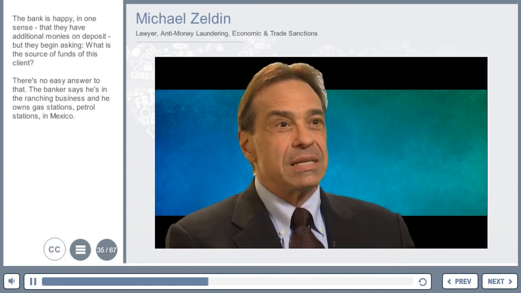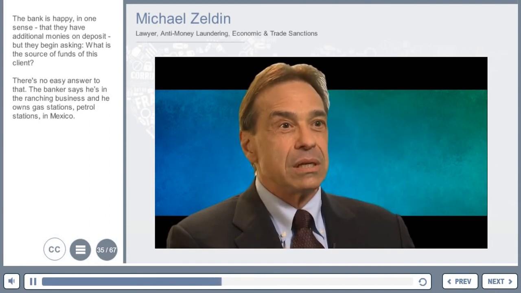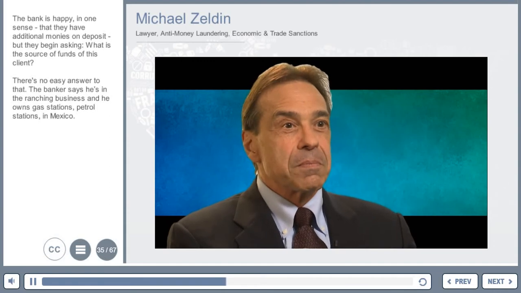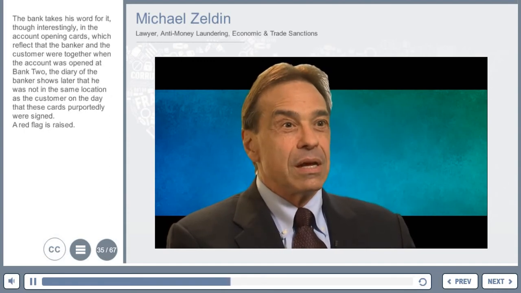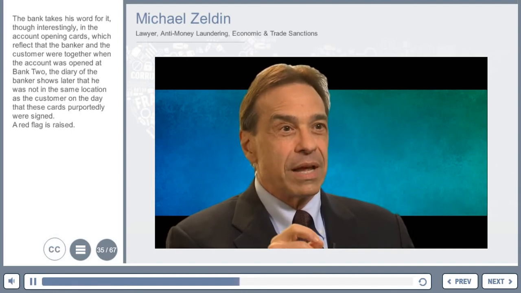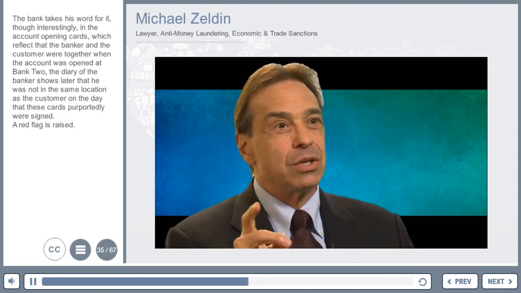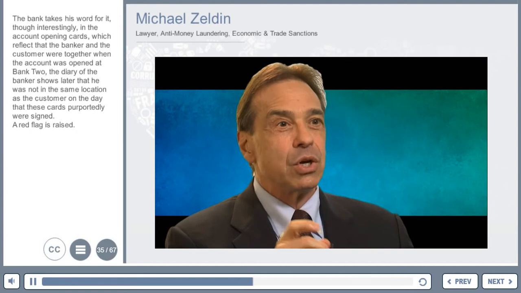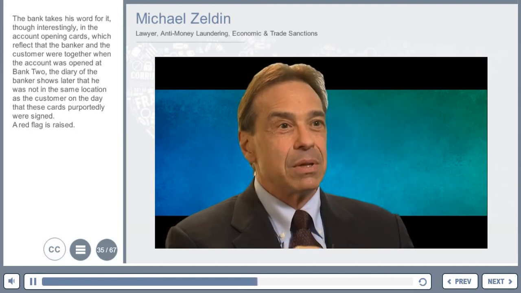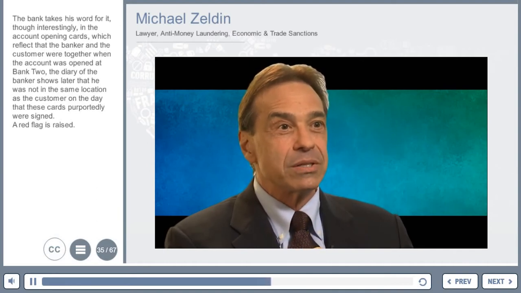The banker says he's in the ranching business and he owns gas stations, petrol stations in Mexico. The bank takes his word for it, though interestingly, in the account opening cards, which reflect that the banker and the customer were together when the account was opened at Bank Two, the diary of the banker shows later that he was not in the same location as the customer on the day that these cards purportedly were signed. A red flag is raised.